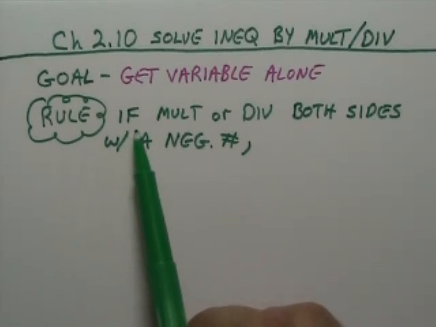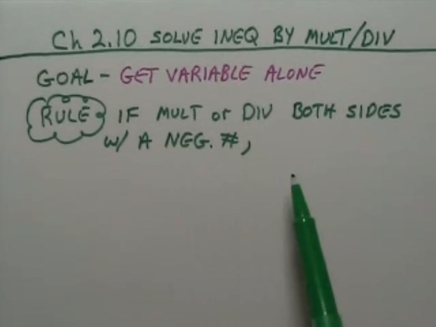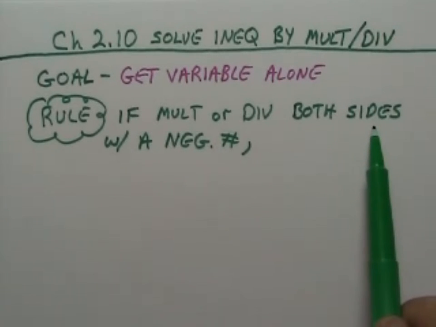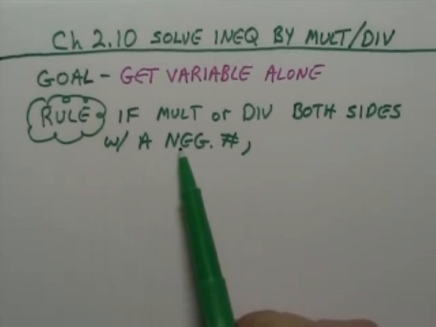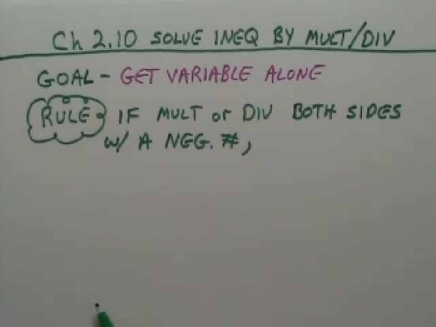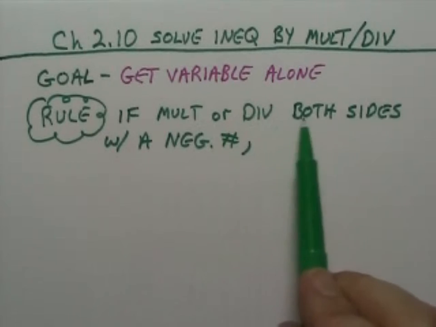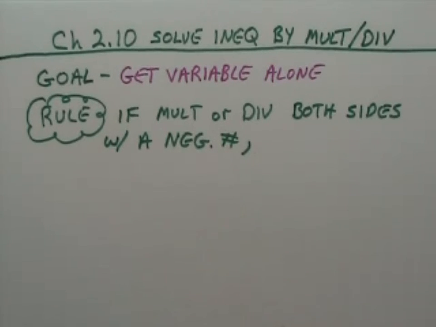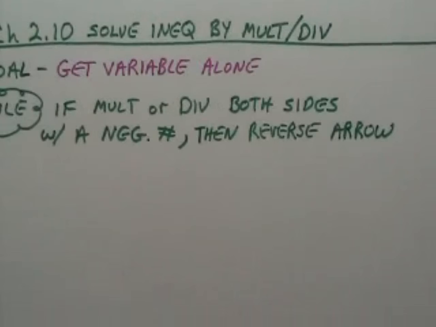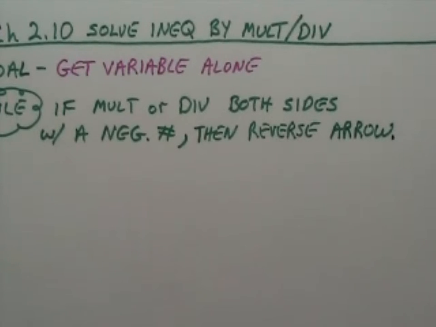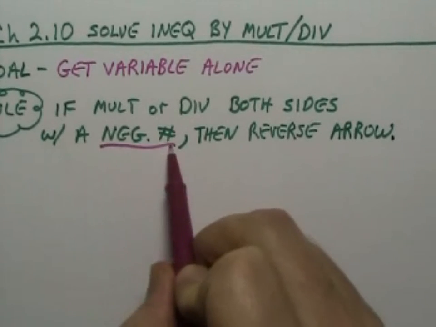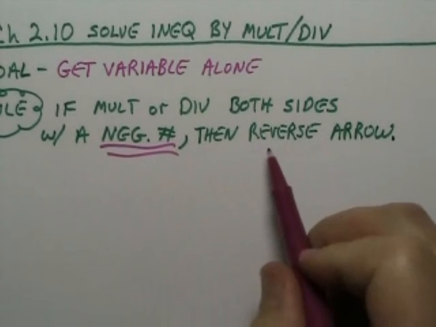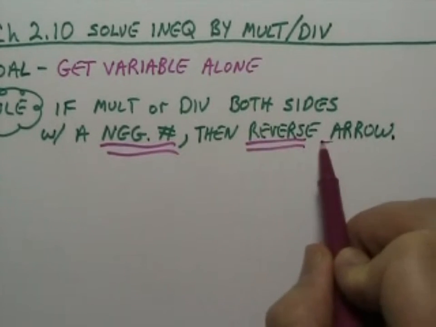If you multiply or divide both sides with a negative number, then reverse the arrow. But it has to be a negative number. Only with a negative number do you go ahead and reverse the arrow.